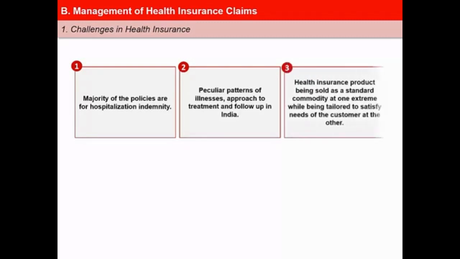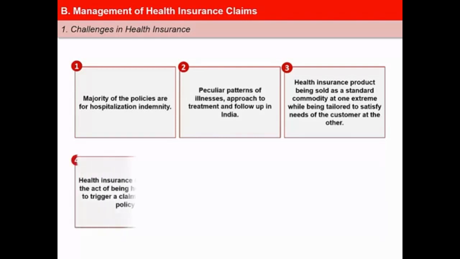Third, health insurance can be purchased by an individual, a group, or through a bank. This results in the product being sold as a standard commodity at one extreme, while being tailored to satisfy needs of the customer at the other. Fourth, health insurance depends on the act of being hospitalized to trigger a claim under the policy. However, there is great difference in the charges of all health service providers, whether doctors, surgeons, or hospitals, which make it very difficult to assess claims.